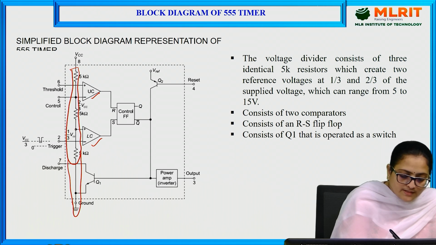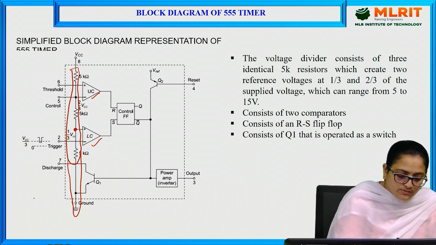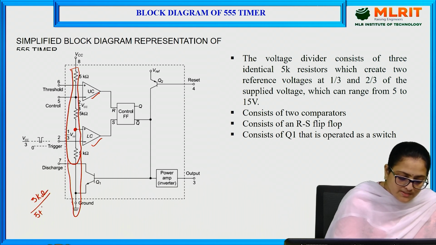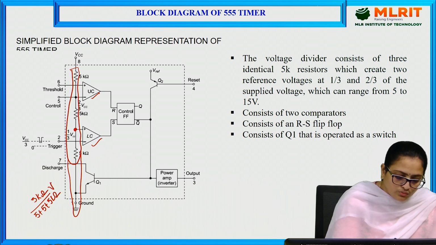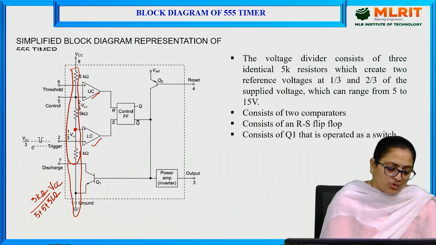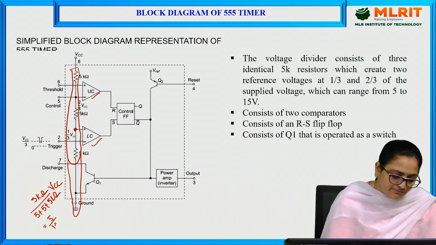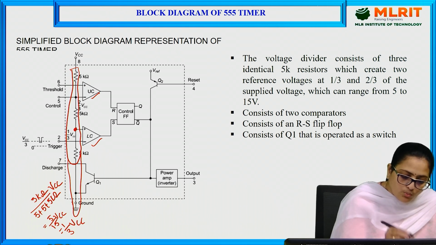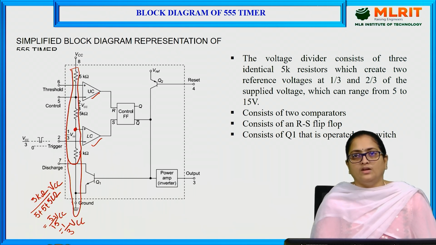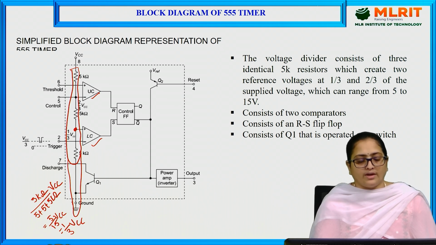See, if you can see here, the voltage across this point: the opposite resistance is 5 kilo ohms, and the total resistance is 5 plus 5 plus 5 kilo ohms, multiplied by the opposite voltage, which is VCC. So this will be 5 divided by 15 into VCC, which we can give as 1/3 VCC. So the voltage across this point is 1/3 VCC. So the voltage across the positive terminal of the lower comparator is 1/3 VCC.